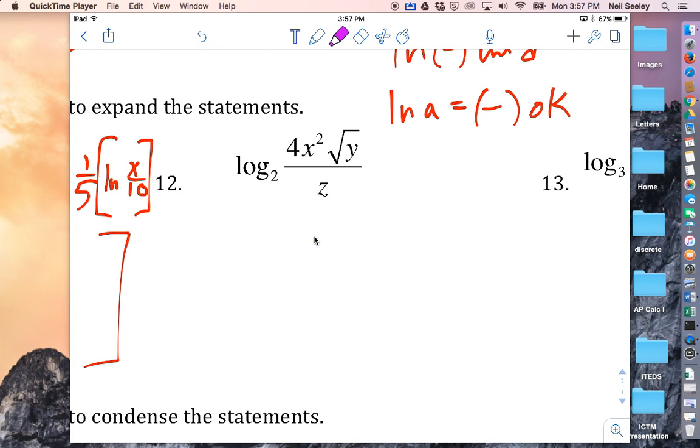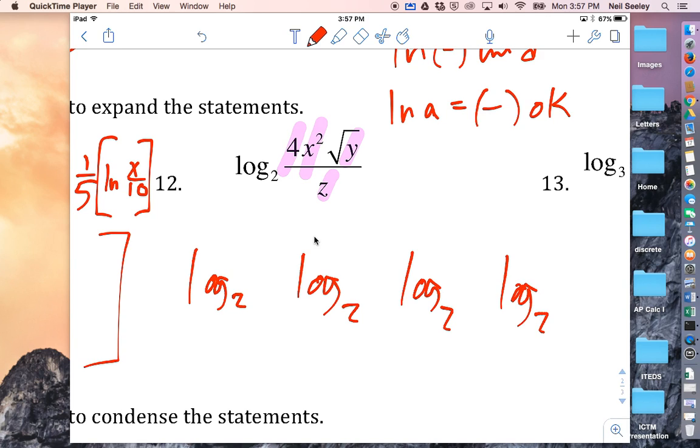Next one, how many logs do we get in the end? 1, 2, 3, 4. So make sure you get yourself room and just go log base 2, log base 2, log base 2, and log base 2. And a 4 goes in one of them, and x squared goes in the other. A square root of y goes in the other.